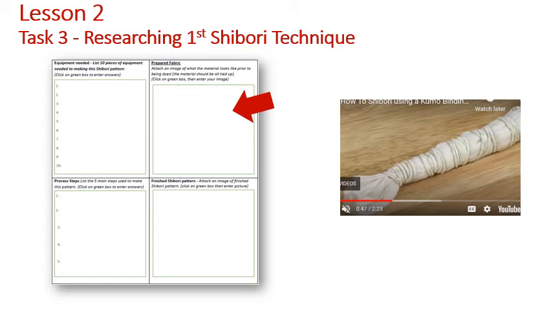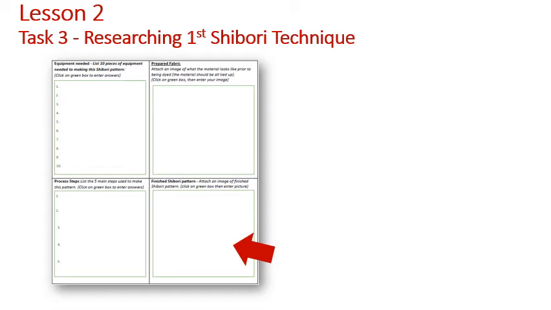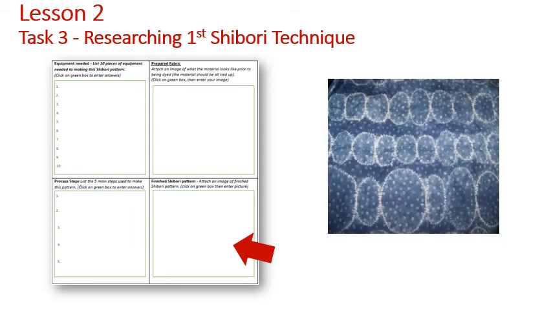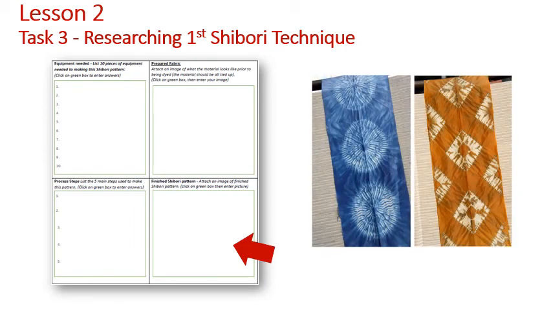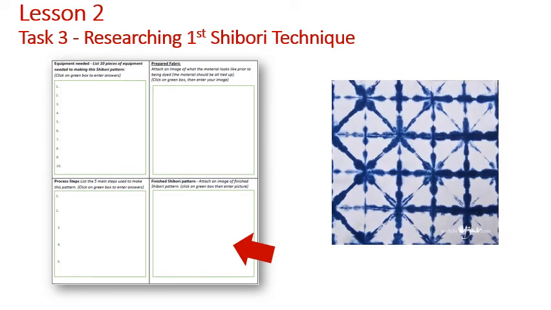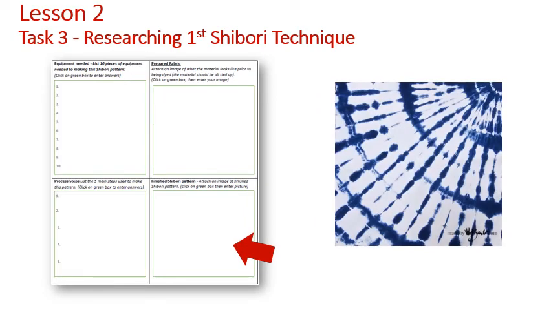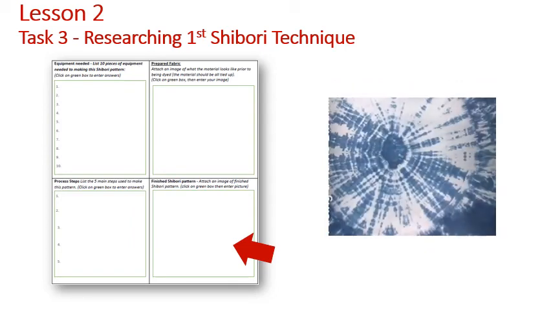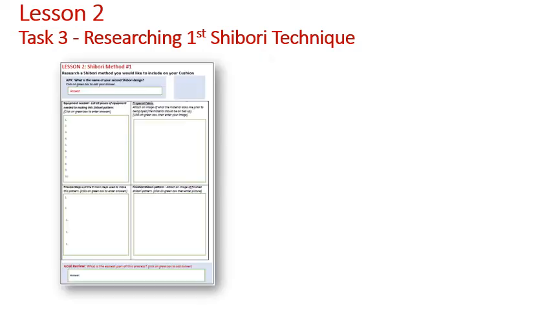Okay, so I want a picture placed in that area there. And the very last one, I want a picture of your finished Shibori pattern. There's lots of different Shibori patterns available, as you can see from these pictures at the side here. You're going to select one. I would keep the first one easy. Don't make it too difficult. Make it a fairly easy pattern and technique. And you put the finished image in that area there.